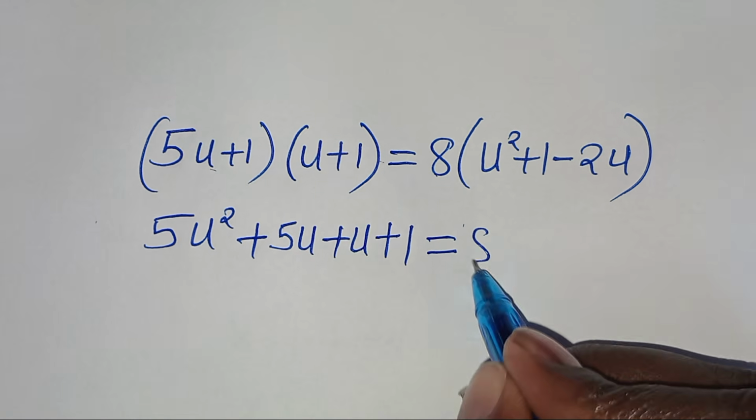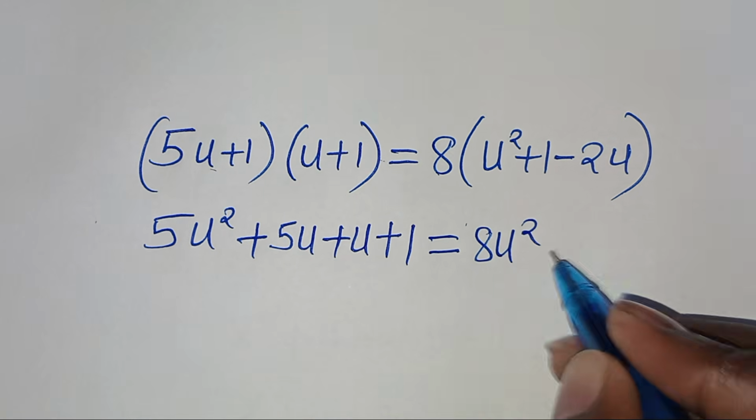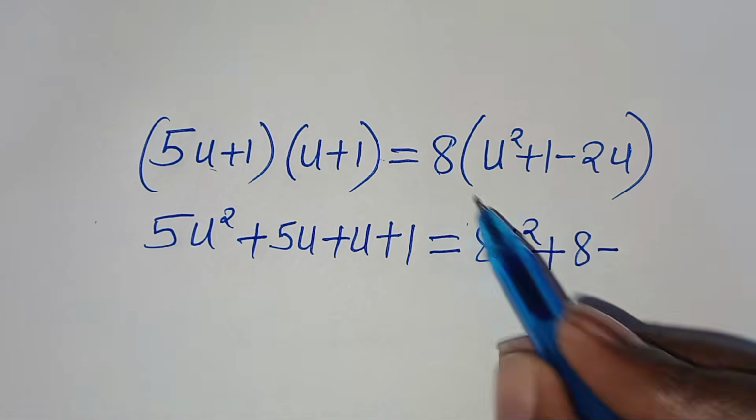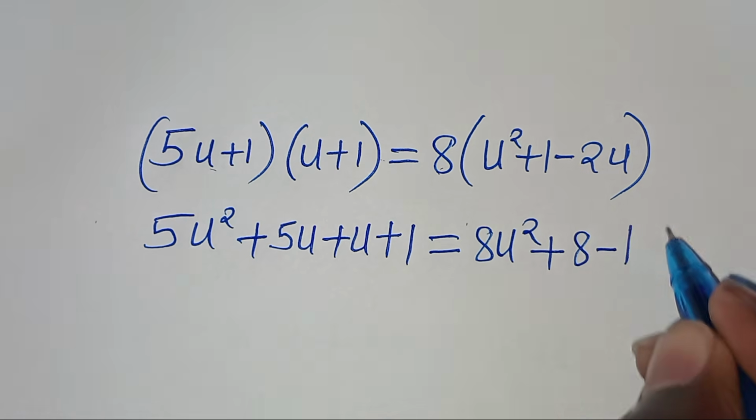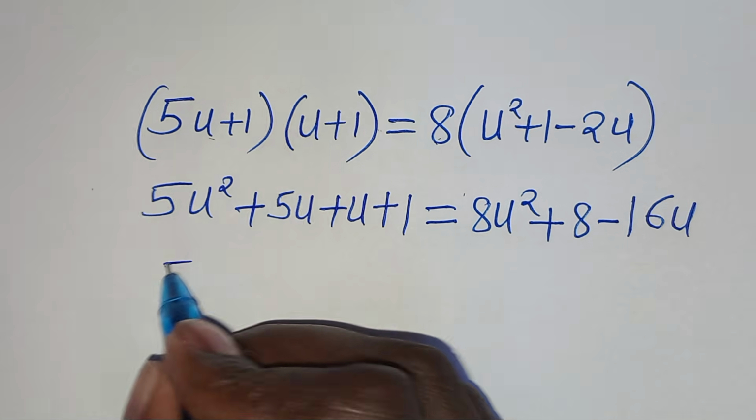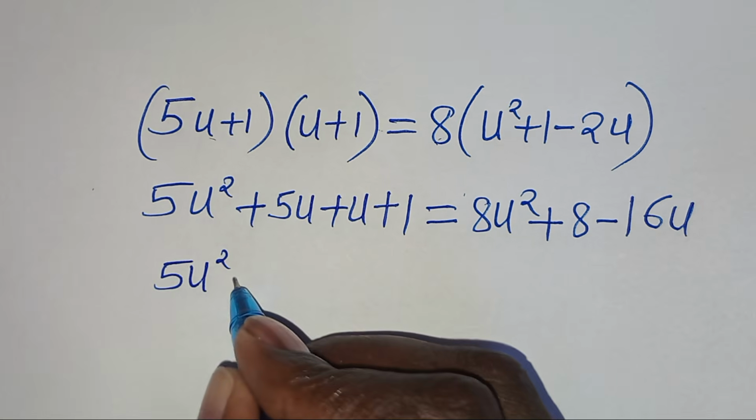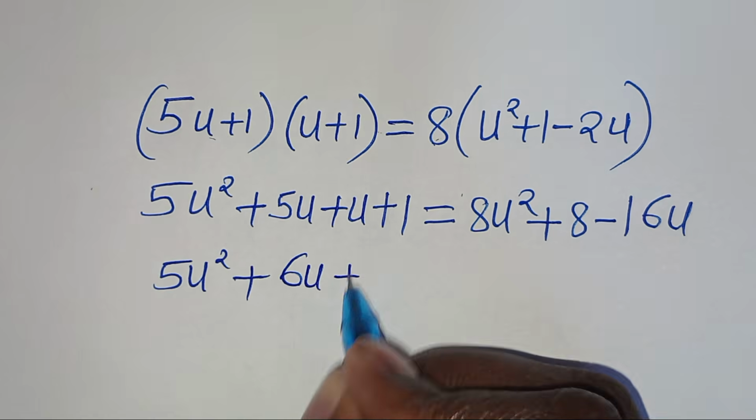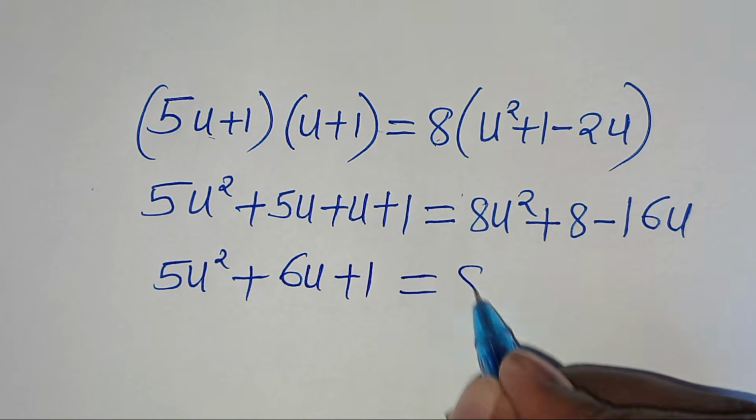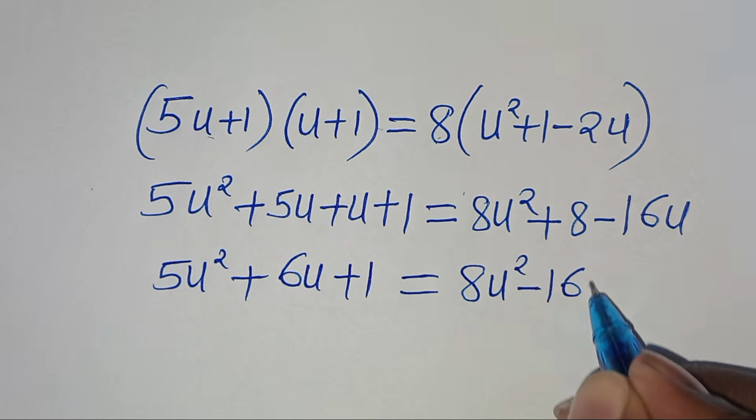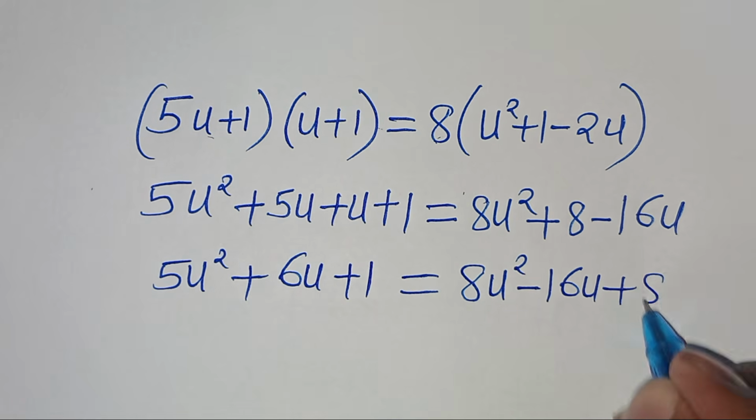And this is equal to, let's open the parentheses here. 8 times u squared. This is 8u squared. Plus 8 times 1. This is 8. Minus 8 times minus 2u. This is minus 16u. So this is 5u squared plus 5u plus u. This is 6u plus 1. This is equal to 8u squared subtract 16u plus 8.